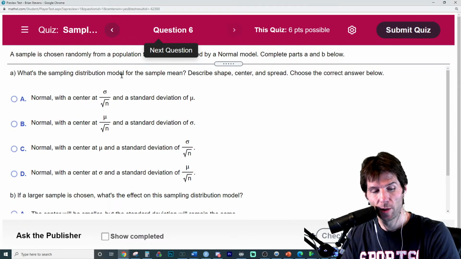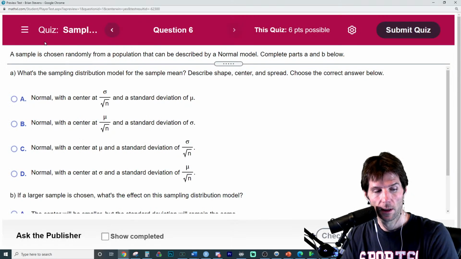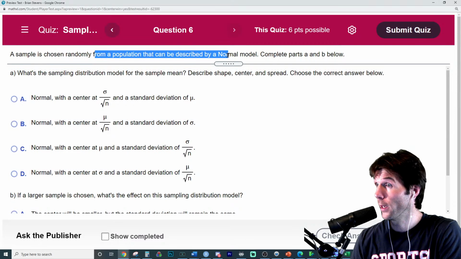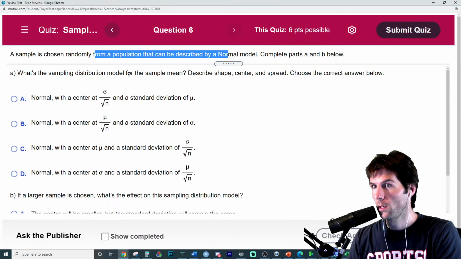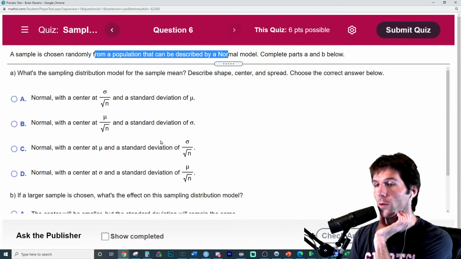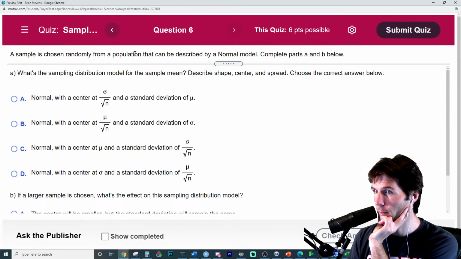What's the sampling distribution for the model? I hate that it shows that next question up there and blocks it. A sample is randomly chosen from a population that can be described by a normal model. What is the sampling distribution model for the sample mean? Describe the shape, center, and spread.